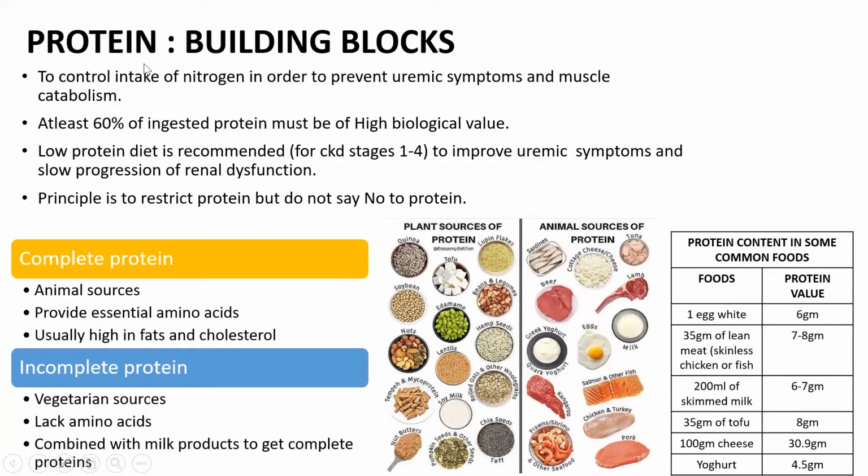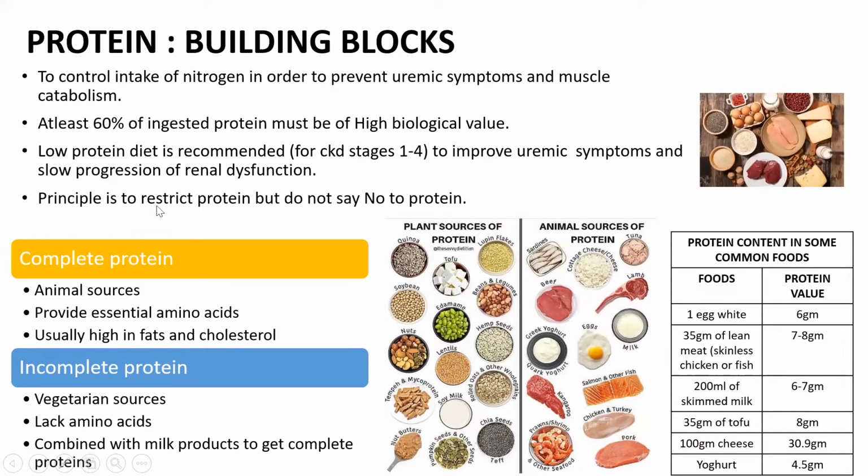Now, the protein. Proteins are the building blocks. We all know that, but why is protein important in the management of this? To control the nitrogen intake in order to prevent the uremic symptoms and muscle catabolism, at least 60% of ingested proteins must be of high biological value. A low protein diet is recommended for CKD stage 1 to 4 to improve uremic symptoms and slow progression of renal dysfunction. The principle is to restrict protein, but do not say no to protein.